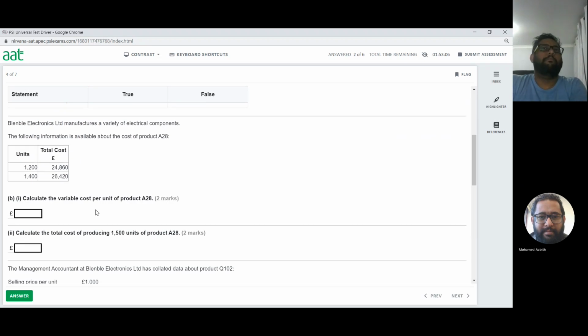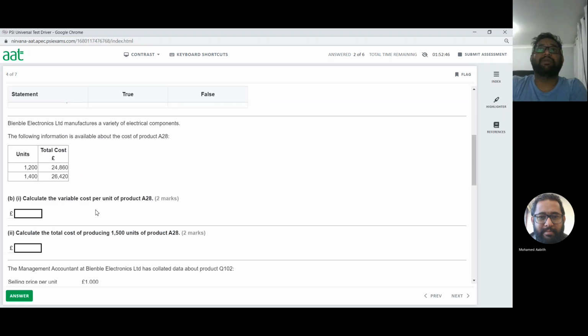Now, Blendable, yes. It's a funny name though. It's a bit of a tongue twister, but it's an exam style question, which is not bad. Bring on the challenge.